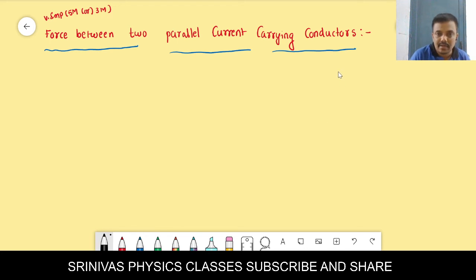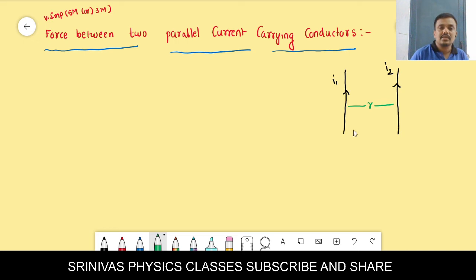For example, we will take two parallel current carrying conductors. This is the first one. First conductor carries I1 current. We can take another current carrying conductor, that is I2, and these two conductors are separated by a certain distance. We can take it as R. These two are the parallel current carrying conductors. The separation between them is R.